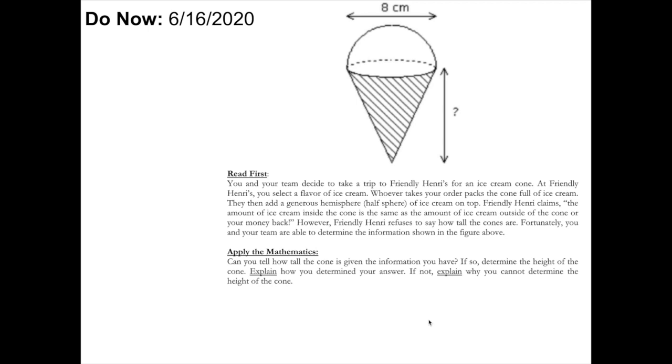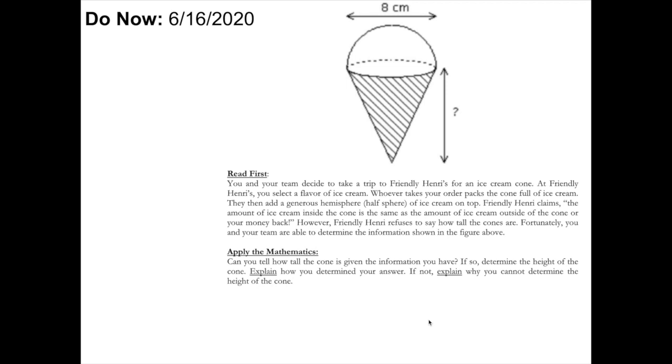All right, so here's our situation. You and your team decide to take a trip to Friendly Henri's for an ice cream cone. At Friendly Henri's, you select a flavor of ice cream. Whoever takes your order packs the cone full of ice cream. They then add a generous hemisphere or half sphere of ice cream on top.